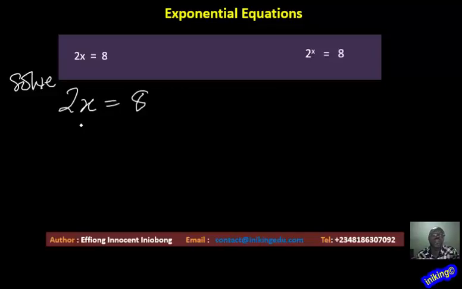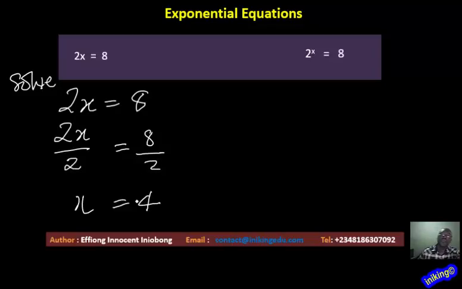And then, of course, to obtain our x here, we'll simply divide both sides by 2. So we'll divide 2x by 2, and we divide 8 by 2, and then we'll have x is equal to 4.